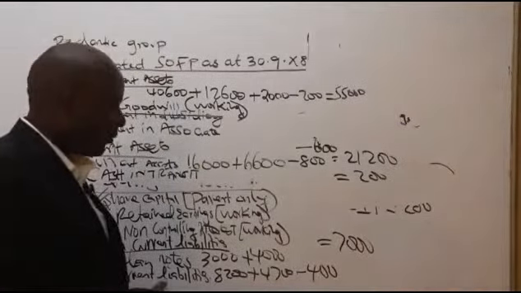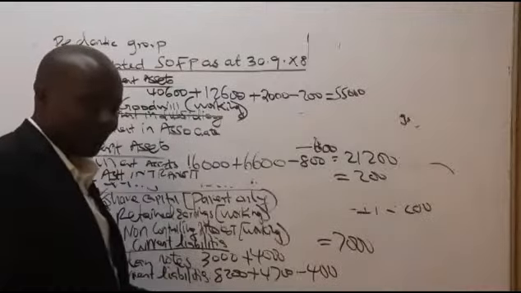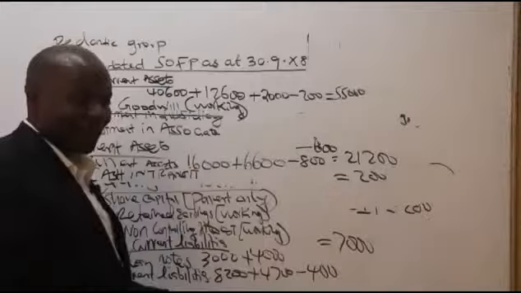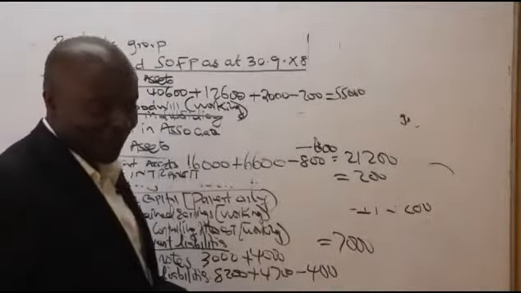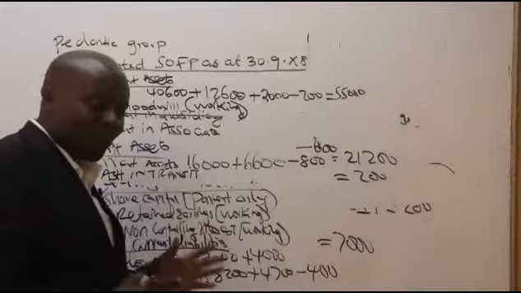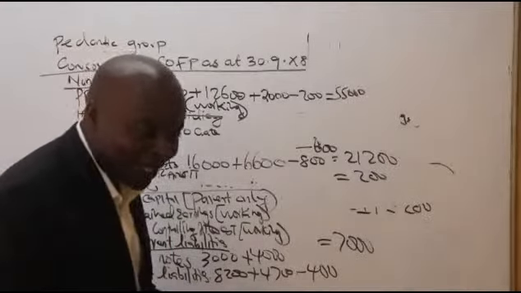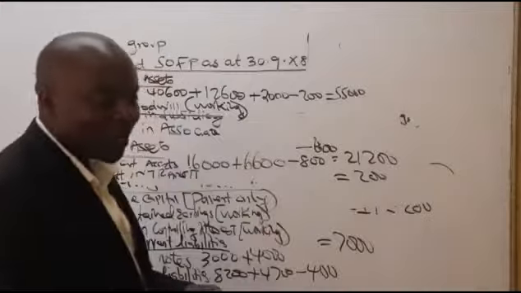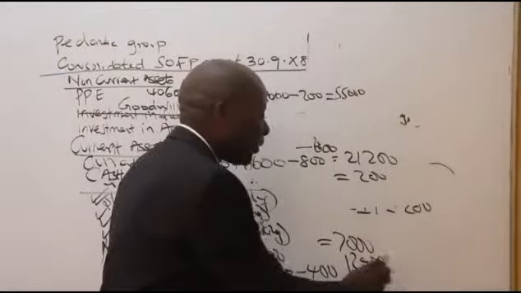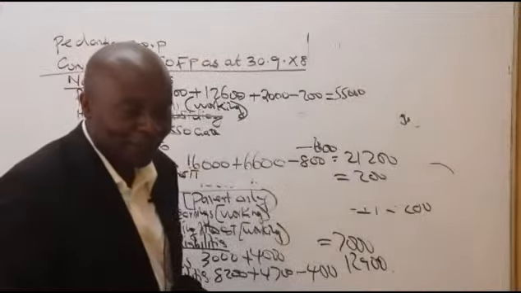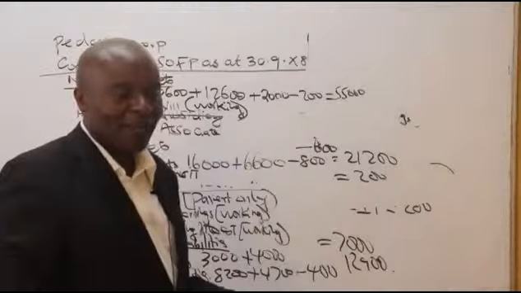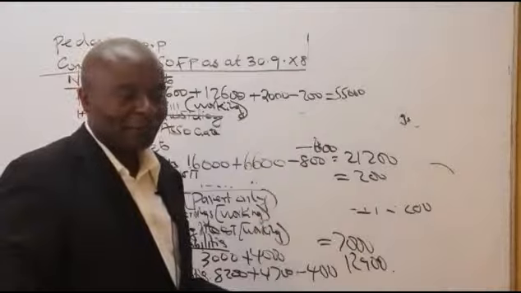How about current liabilities? Is there somebody who can give me the current liabilities very fast? So if I do it this way, I'll end up with 12,900. I'll end up getting so many marks without even knowing what I'm doing. I'll end up getting more than half of the marks.